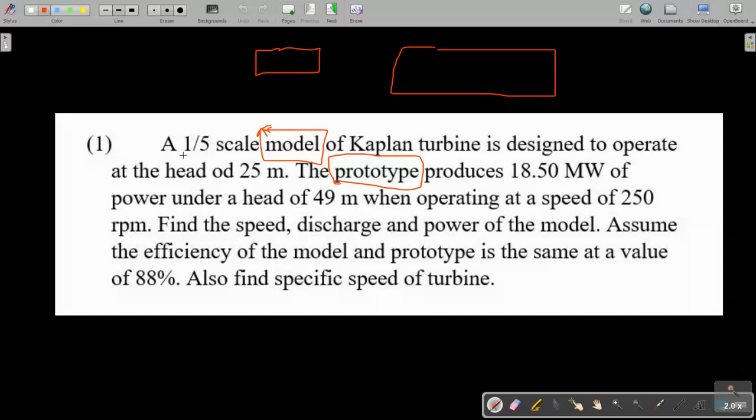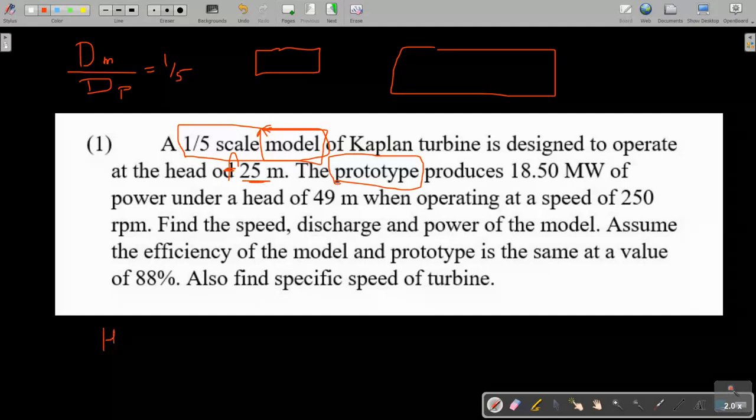It is written as a 1/5 scale model. A 1/5 scale model means the model is 1/5 times the actual turbine, okay. The main dimension of the turbine is its diameter, so the diameter of the model turbine divided by the diameter of the prototype turbine is in the ratio of 1 by 5, and it is designed to operate on a head of 25 meter. That means the model is working under the head of 25 meters.